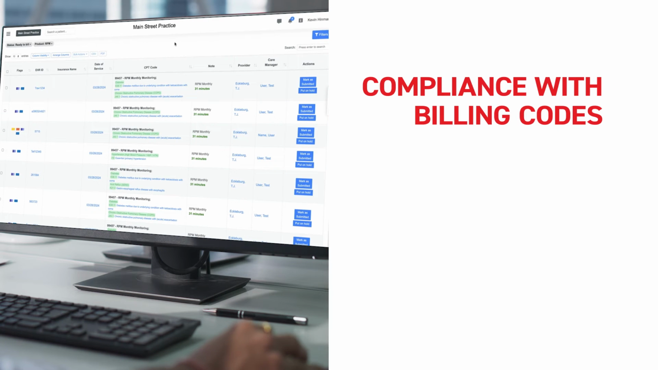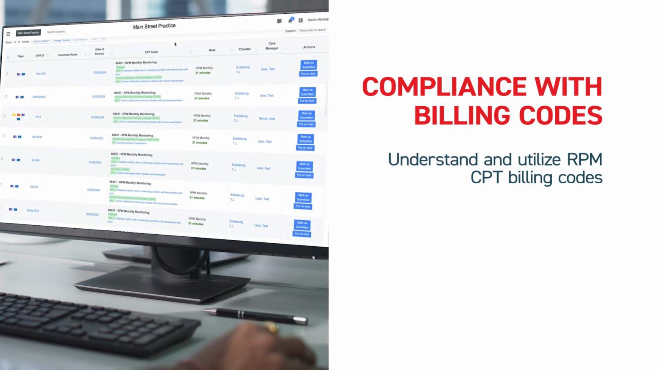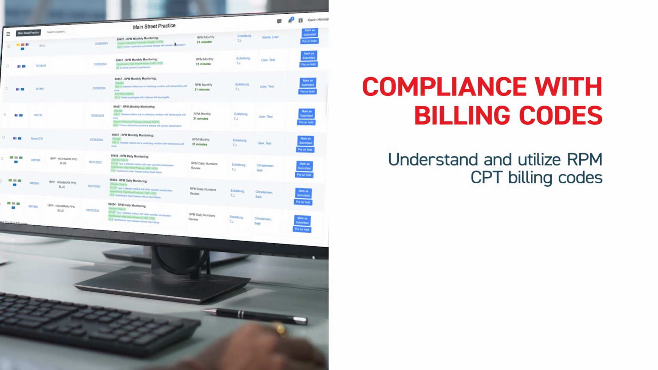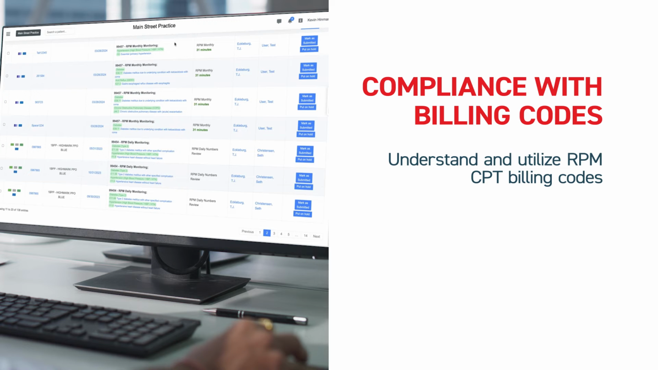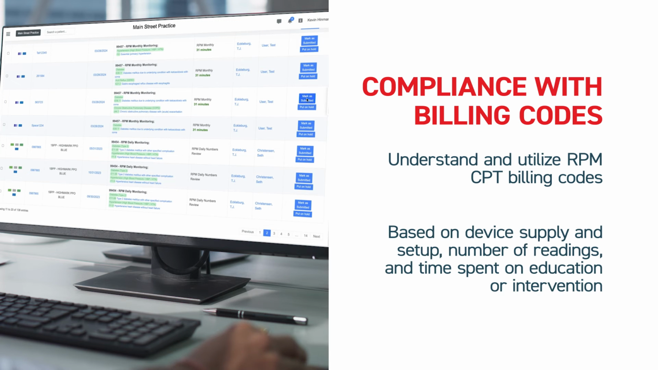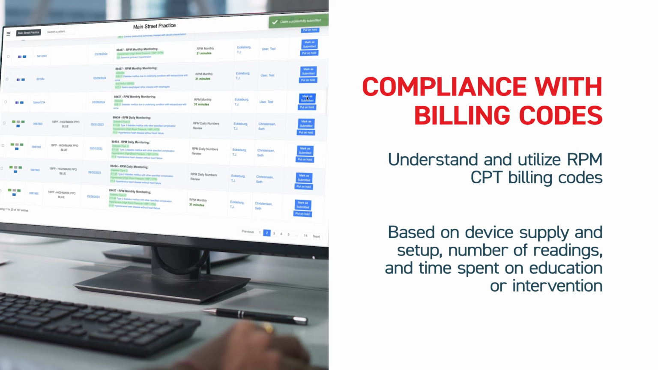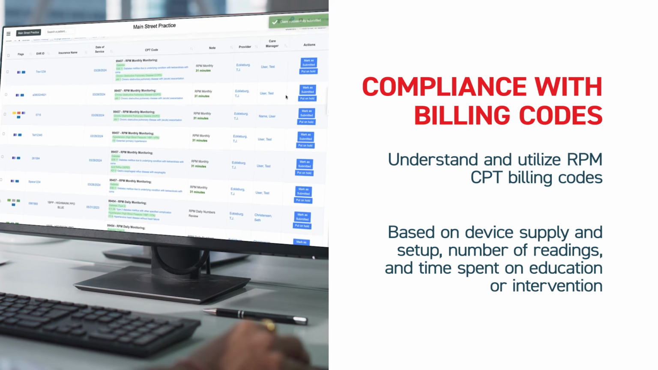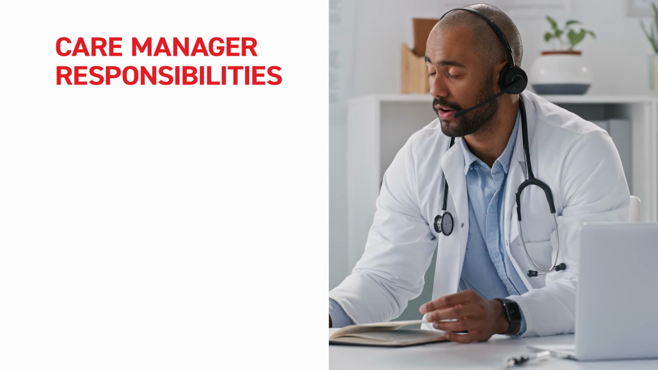Compliance with billing codes. Understanding and utilizing CPT billing codes is crucial for reimbursement and improved patient care. Billing codes are based on device supply and setup, number of readings, and time spent on education or intervention. Lastly, let's discuss the expectations for care managers.